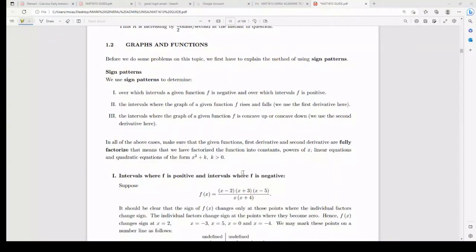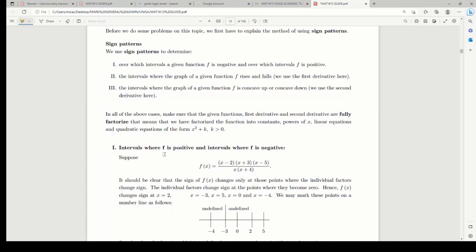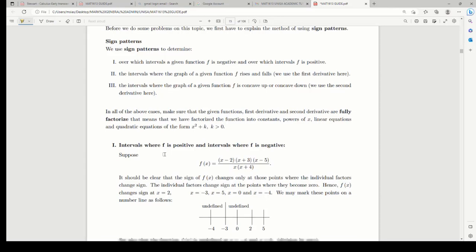Okay, so here we look at the notion of sign patterns, and so here we check over which intervals the given function f is negative and over which intervals f is positive. The intervals where the graph of a function f rises and falls, we can use the first derivative there. And with regard to concavity upward or downward, you use the second derivative there. I think you guys have encountered that kind of thing. And of course, you must make sure that whatever you do with a function or its derivative, you must make sure it's fully factorized, okay?